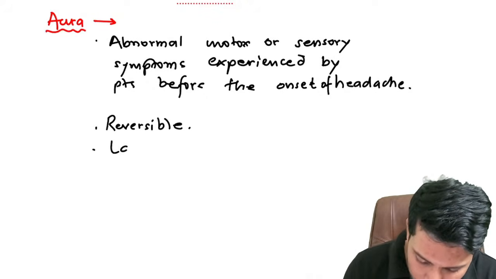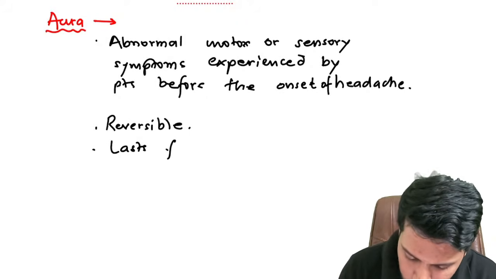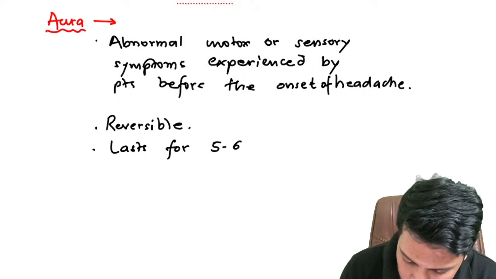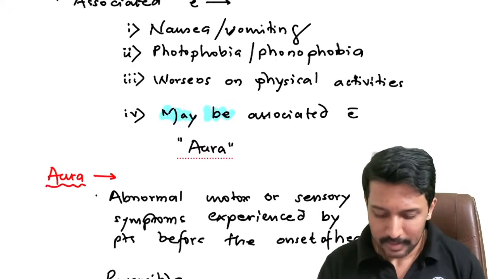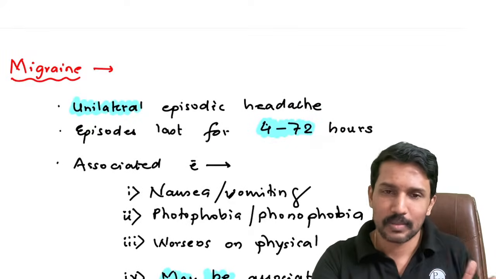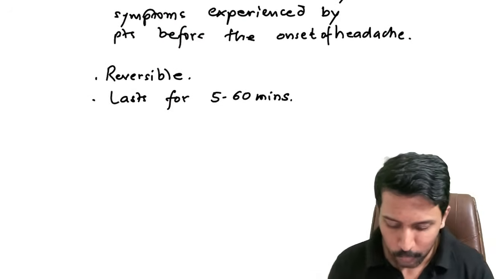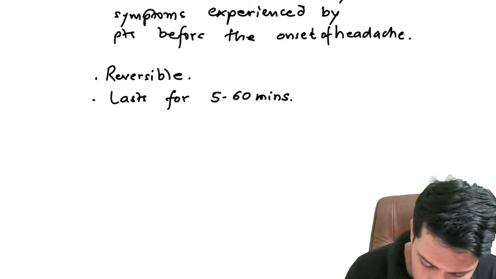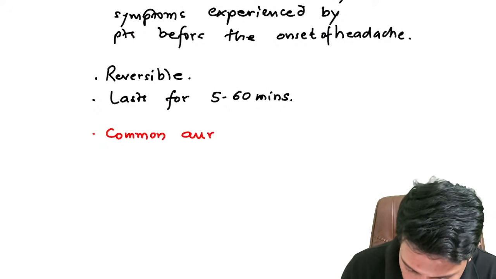So aura usually lasts for, because it is reversible, it should be lasting for a short period of time. So aura usually lasts for 5 to 60 minutes. Headache usually lasts for 4 hours to 72 hours. So before that, 5 to 60 minutes, some patients may experience abnormal sensory or motor symptoms. So what are the common auras that patients experience?